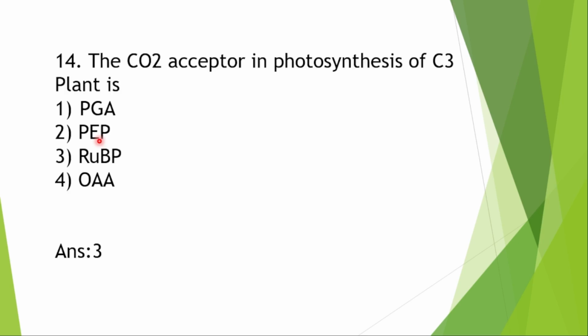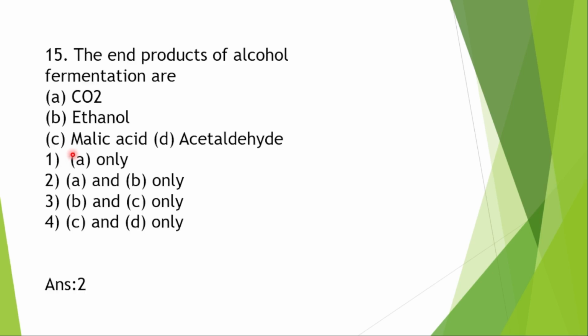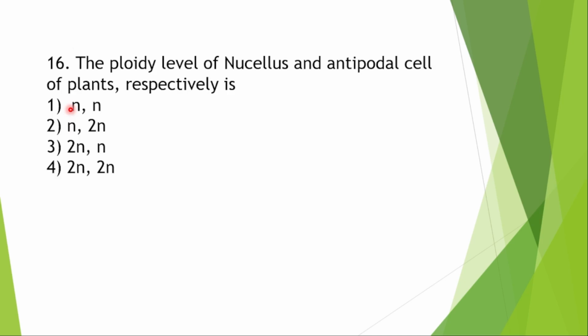Next, 14th one. The CO2 acceptor in photosynthesis of C3 plant is PGA, PEP, RuBP, OAA. The right option is option 3, RuBP, ribulose bisphosphate. Next, 15th one. The end products of the alcohol fermentation are CO2, ethanol, malic acid and acetaldehyde. So here the right option is A and B only.